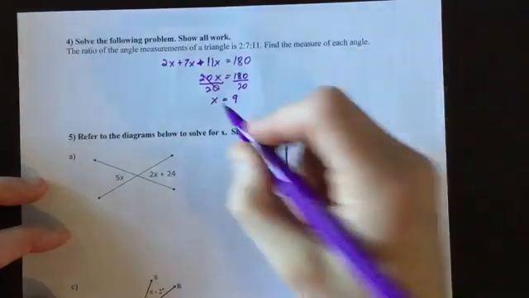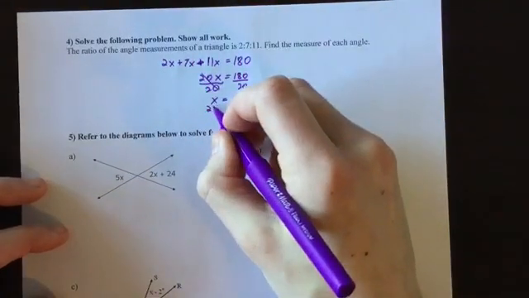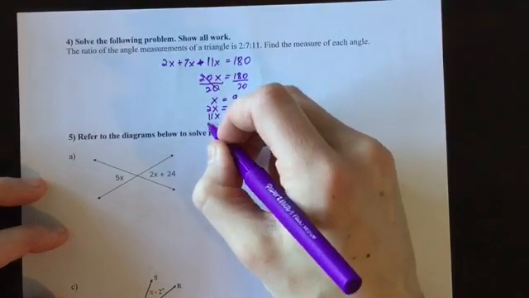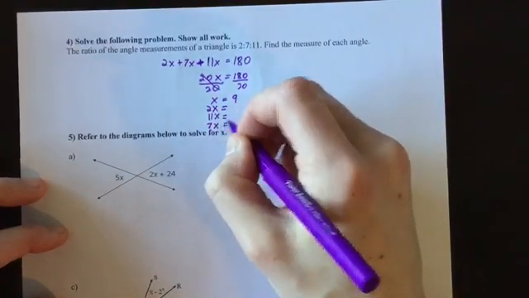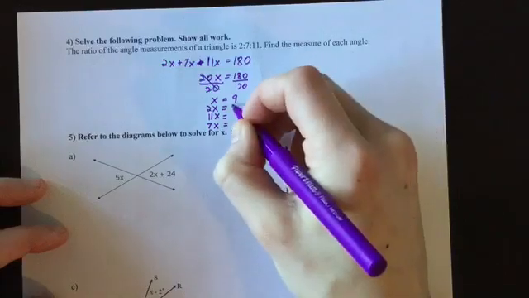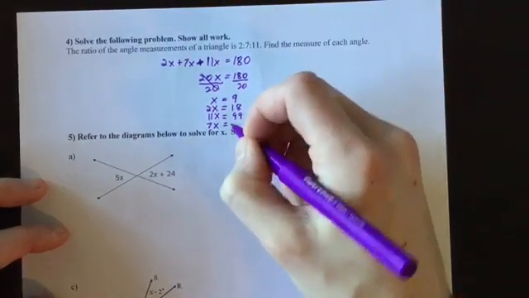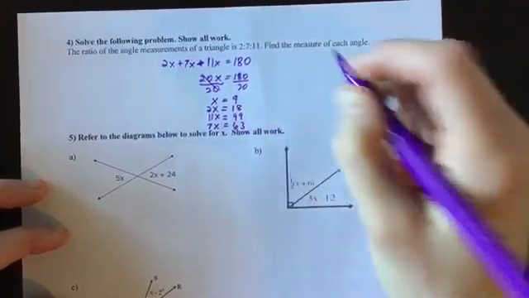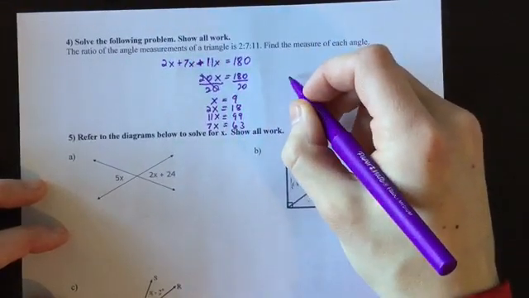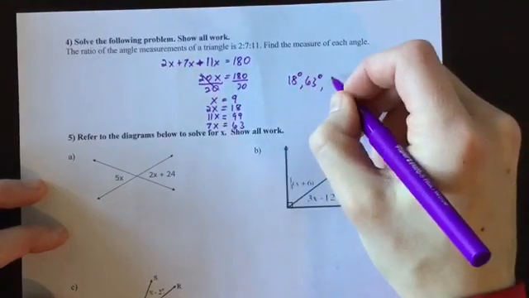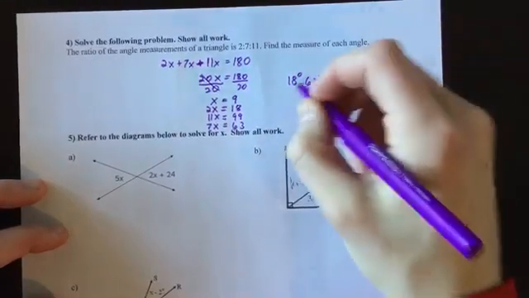But that's not our answer. That's just our scale factor. We want to go back and find our actual measurements. So we have to figure out what 2x, 11x, I don't know why I went out of order, and 7x are. So 2x is going to be 18, 11x 99, and 7x 63. So the measure of each angle, 18 degrees, 63 degrees, and 99 degrees.